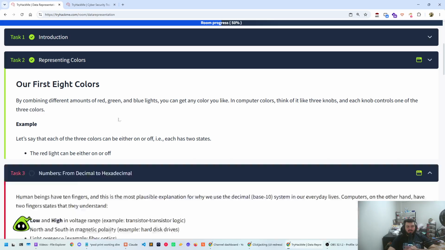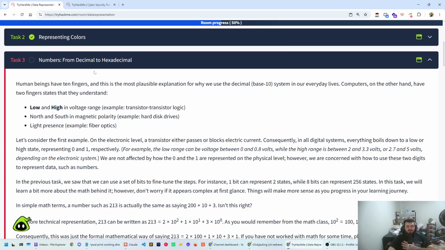And we're going to get to task 2. Numbers from decimal to hexadecimal. Human beings have 10 fingers, and this is the most plausible explanation for why we use the decimal or base 10 system in our everyday lives.